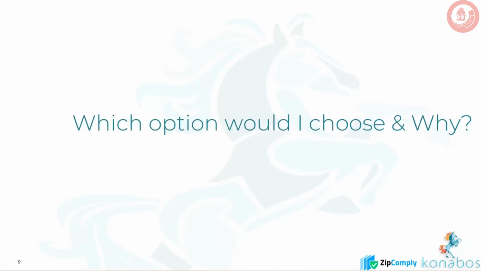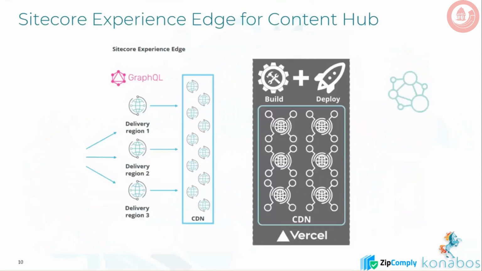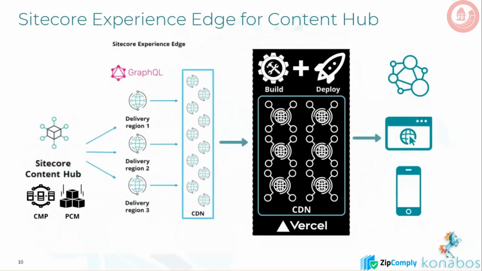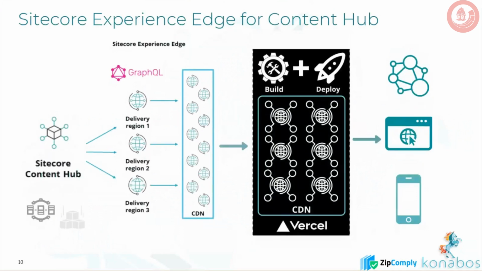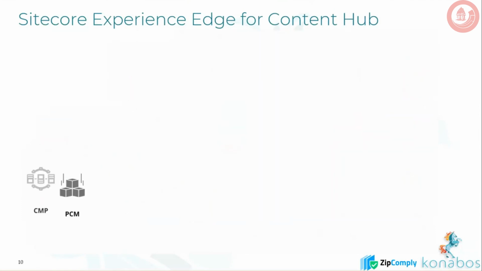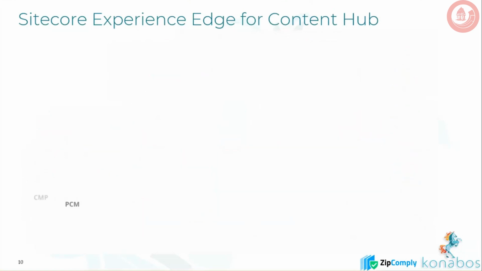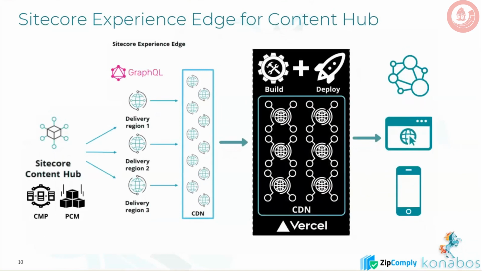Coming back to which option would I choose and why? When I say option, I'm talking about Experience Edge for Content Hub or Experience Edge for Experience Management. And my answer is super simple, always. It's Experience Edge for Content Hub. Content Hub, to me, helps you deliver true omni-channel content. And we're no longer in a place where we are very focused on just web. There are instances where you're pushing your content to web, to mobile, you're sharing parts of your content with third parties, syndicating content.